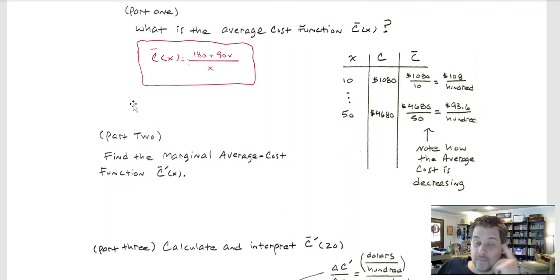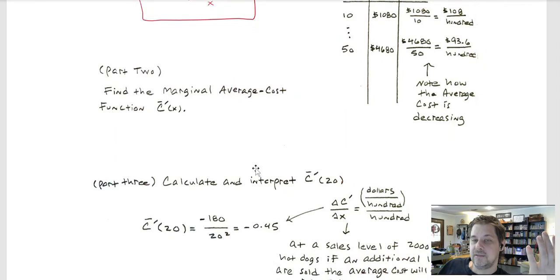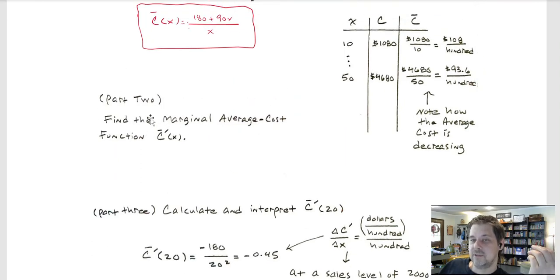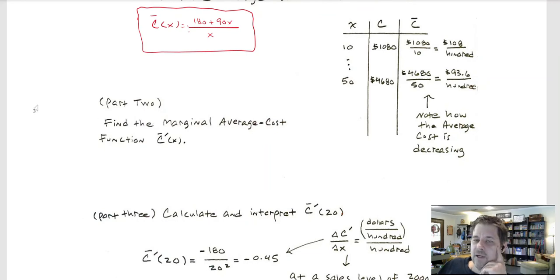Now, what if next we get part 2: find the marginal average cost function? When in math or economics we hear the word marginal, that is referring to a derivative.